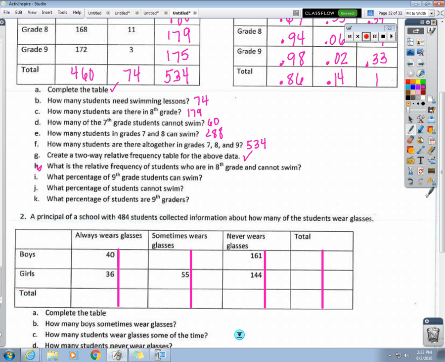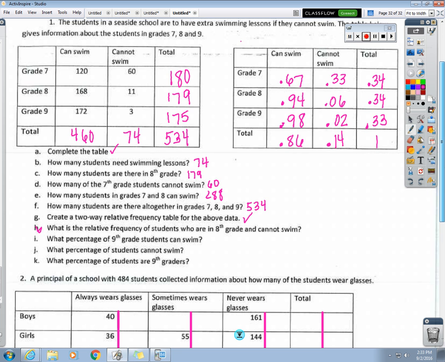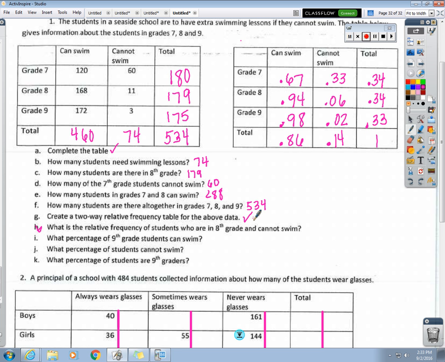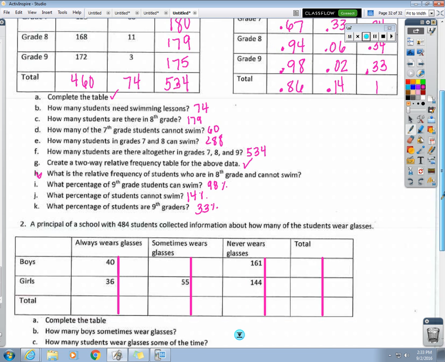What percentage of 9th grade students can swim? 98%. I mean, you can write .98, but that's 98%. What percent of students cannot swim? 14%. And what percent of students are 9th graders? 33%.